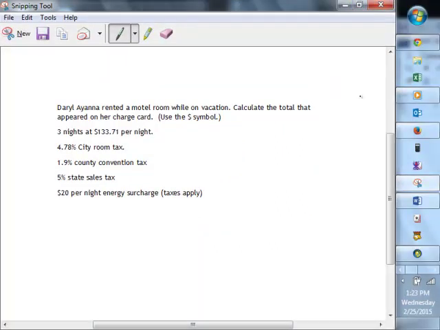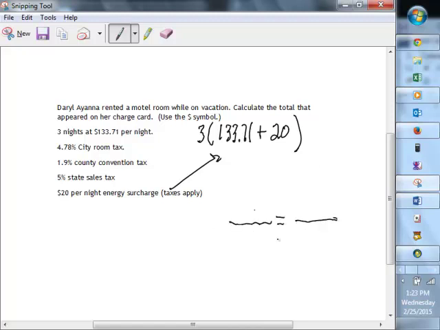All right. She rented a room while on vacation. Calculate the total that appeared on her charge card. Well, she had 3 nights at $133.71 plus $20 per night energy surcharge. So that will be our amount of merchandise. That's on the dollar side.